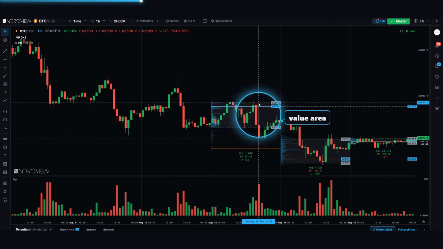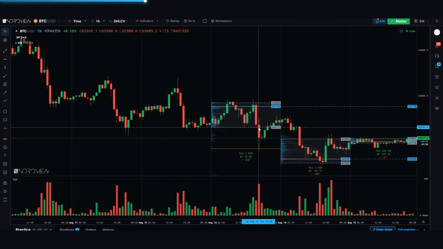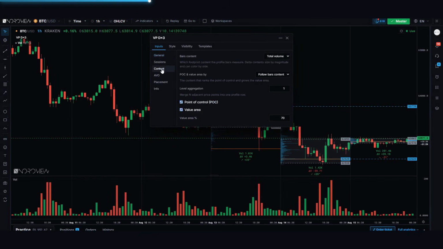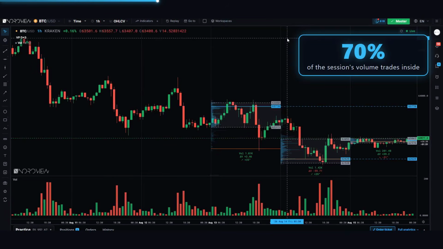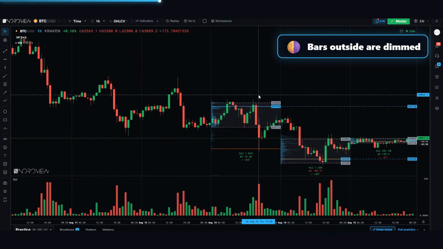The second is the shaded band around it. That is the value area. It is the range that holds the bulk of the session's volume. In the settings, you can see it is set to 70%, which is the standard. So 70% of everything that traded inside that band. Bars outside it are dimmed, so accepted value pops out visually.